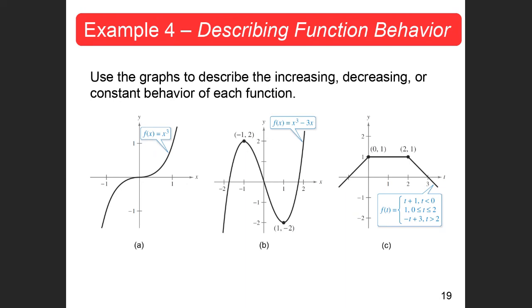Use the graphs to describe the increasing, decreasing, or constant behavior of each function. Okay, so this function, x to the third, it's always increasing. It's never decreasing. Looks like it could be constant right here, but I don't think so. I think it's just an inflection point right there because I know my calculus. So it's always increasing. This problem, it's increasing from negative infinity. We just assume that it keeps going to negative 1, so it's increasing. Then from negative 1 to positive 1, it's decreasing. And from 1 to infinity, it is increasing.